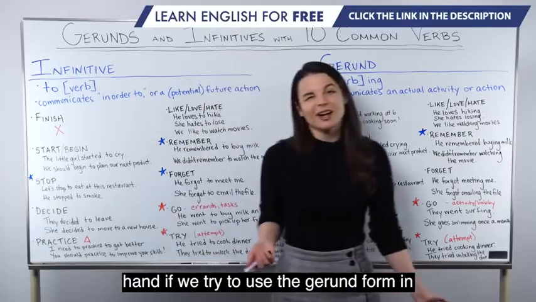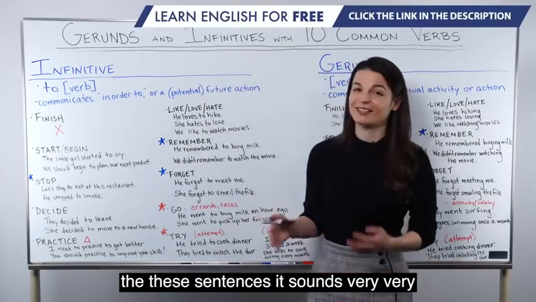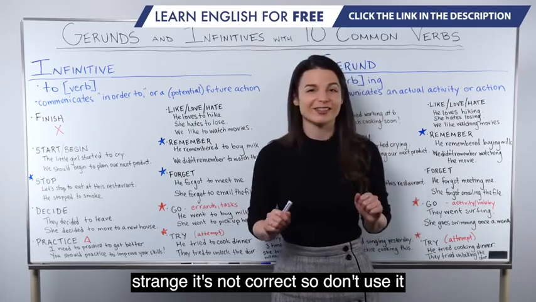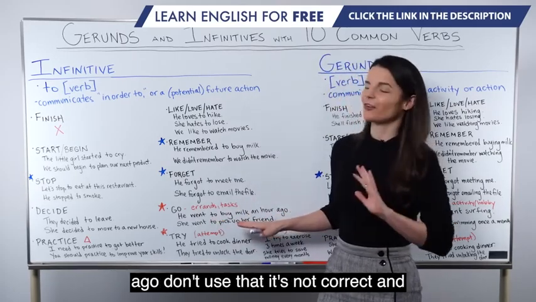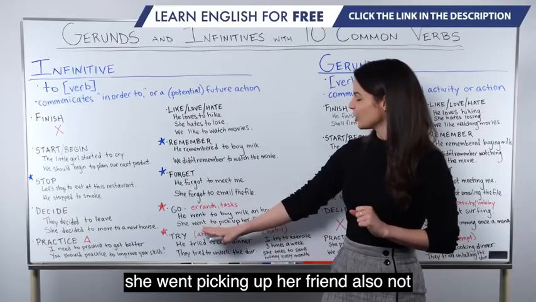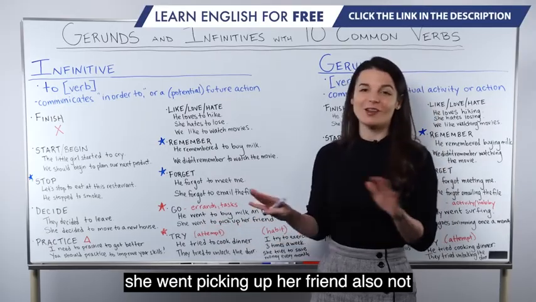On the other hand, if we try to use the gerund form in these sentences, it sounds very, very strange. It's not correct, so don't use it. For example, he went buying milk an hour ago. Don't use that, it's not correct. And she went picking up her friend, also not correct.